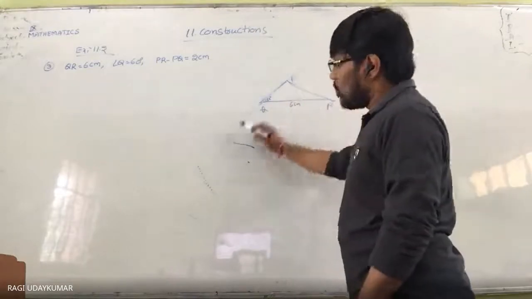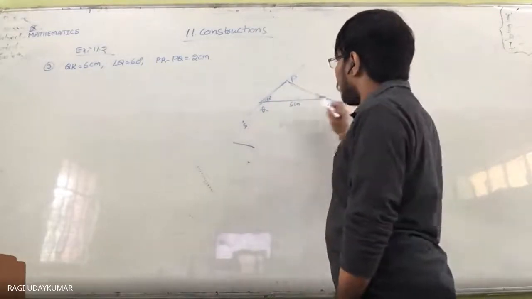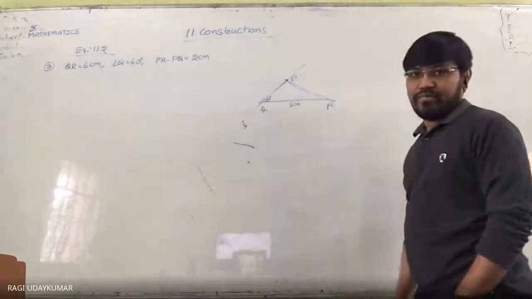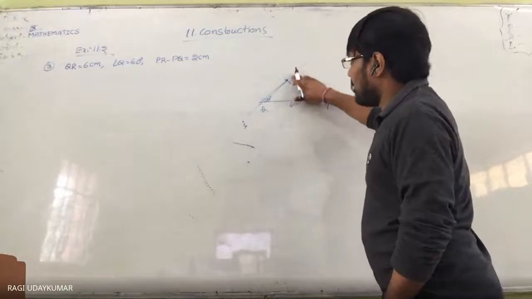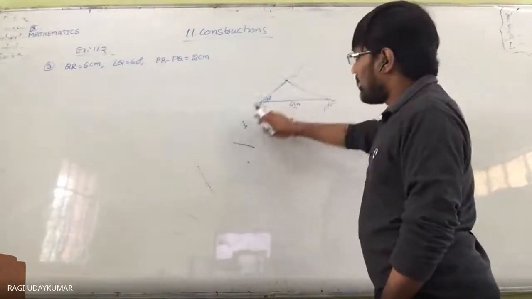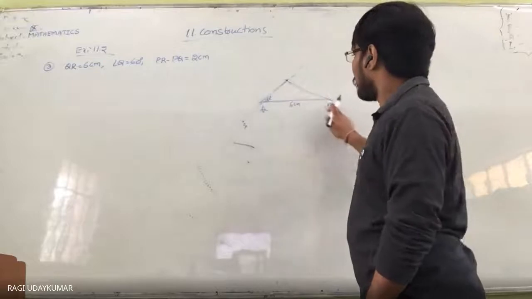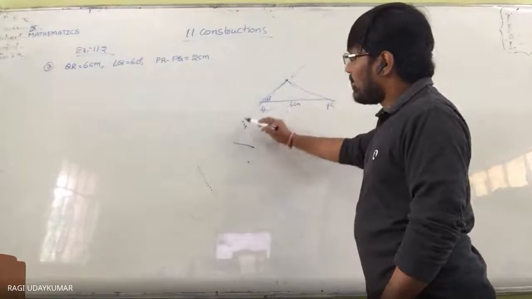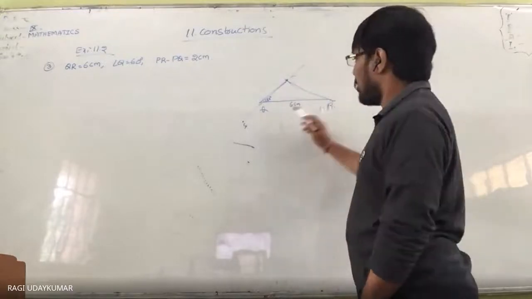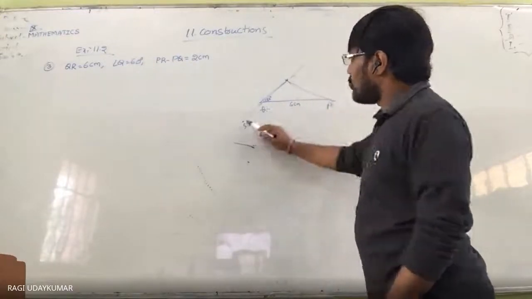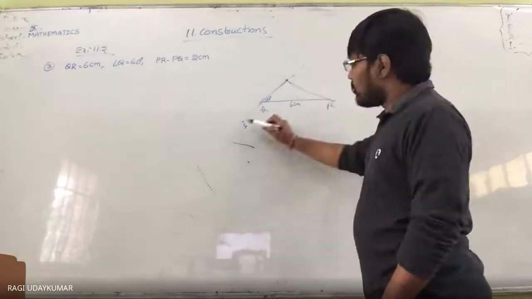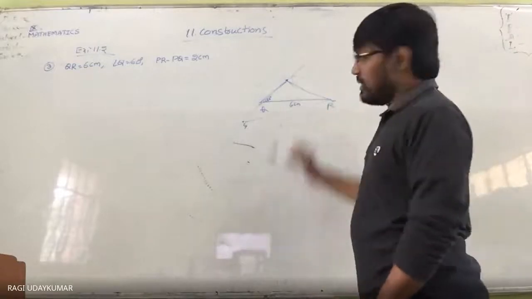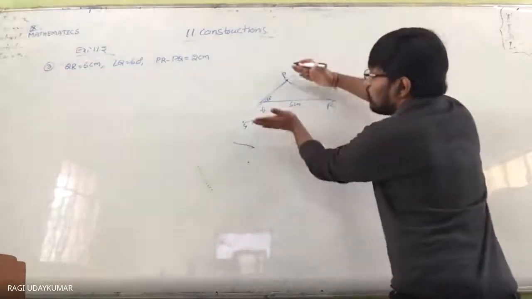Not upwards, downwards. Why? Because here we need the point P. We don't know the point P; it will be somewhere else. But point P and point S will be at equal distance from R, because we are taking PR equal to RS. So the RS length should be taken equal to PR. Consider this point P, so both of these are of equal length.